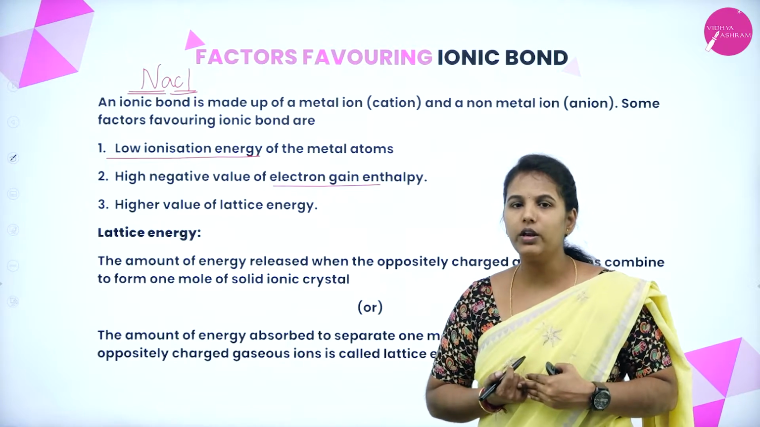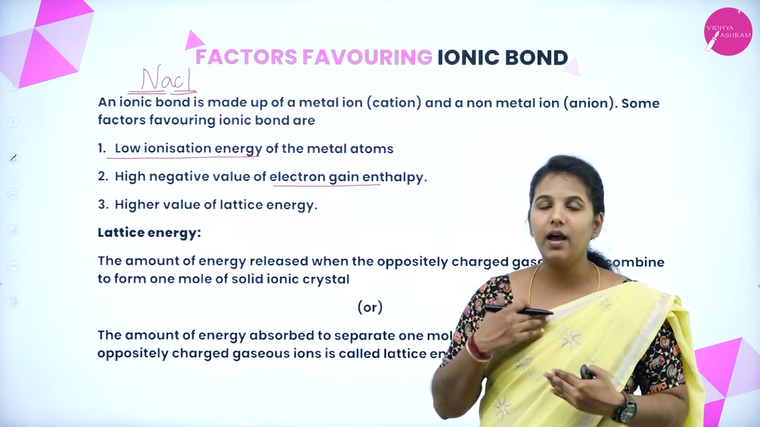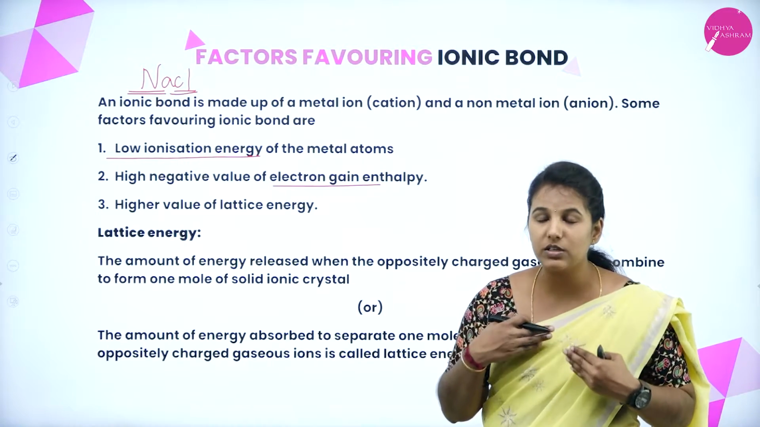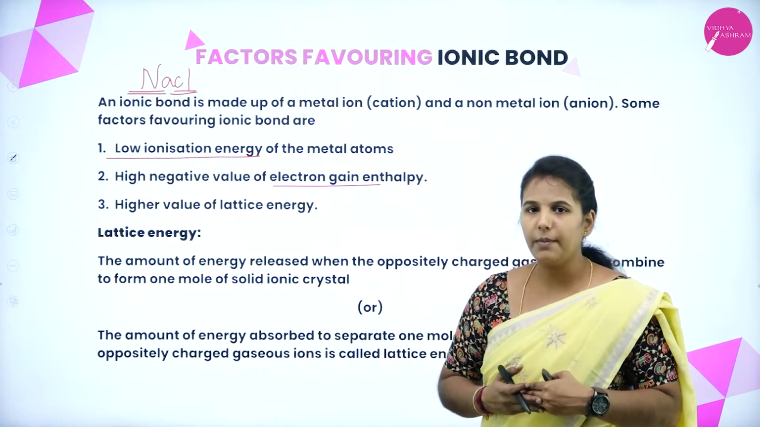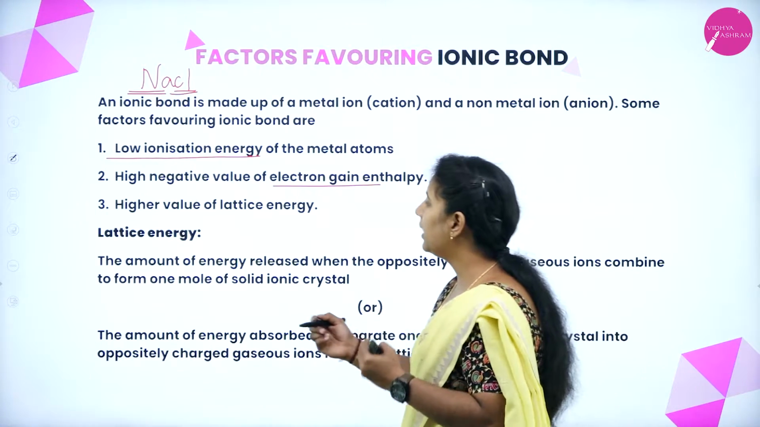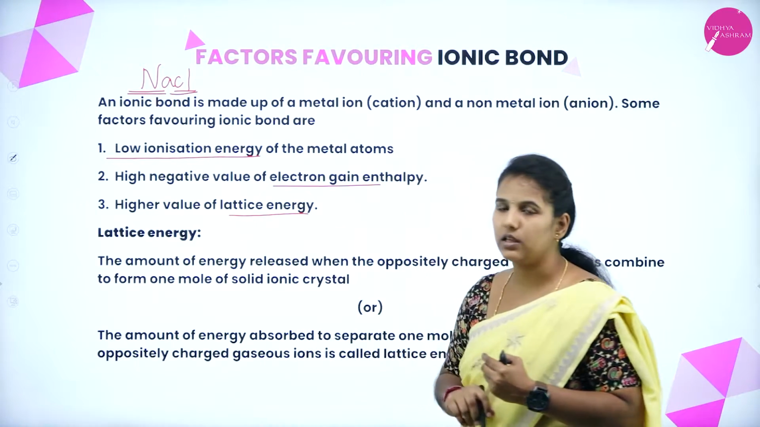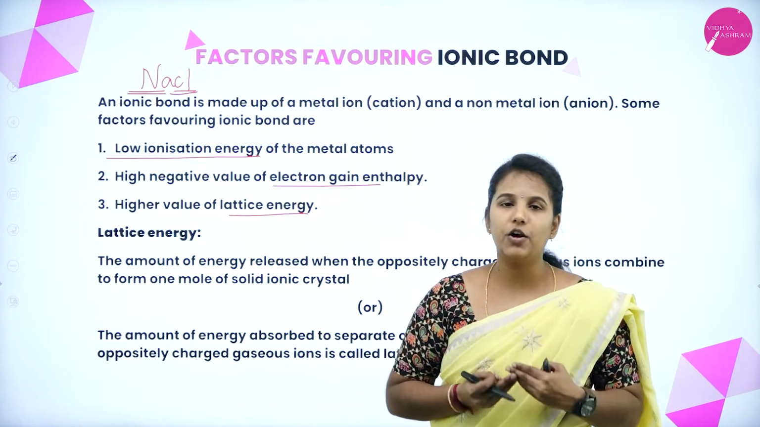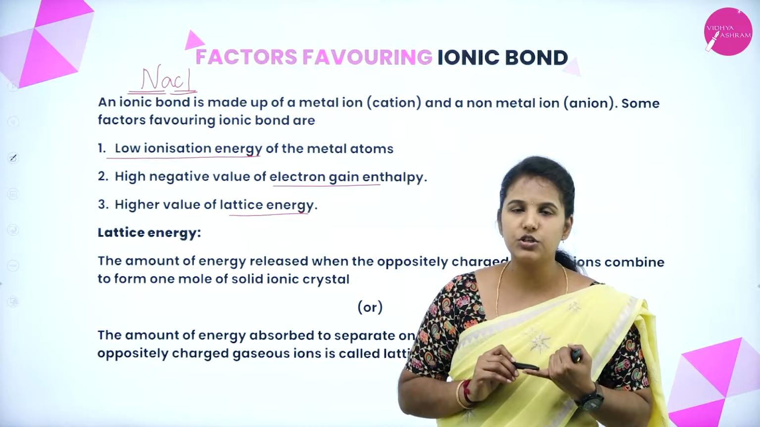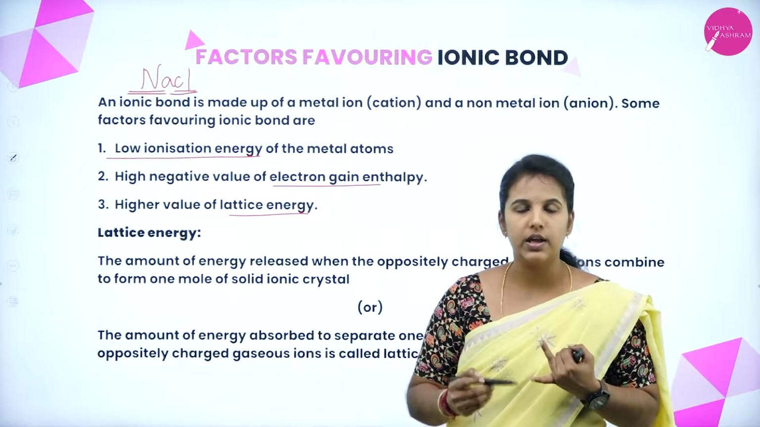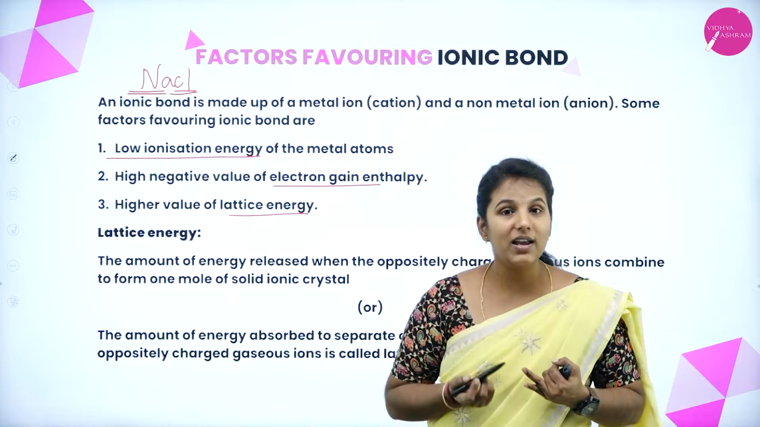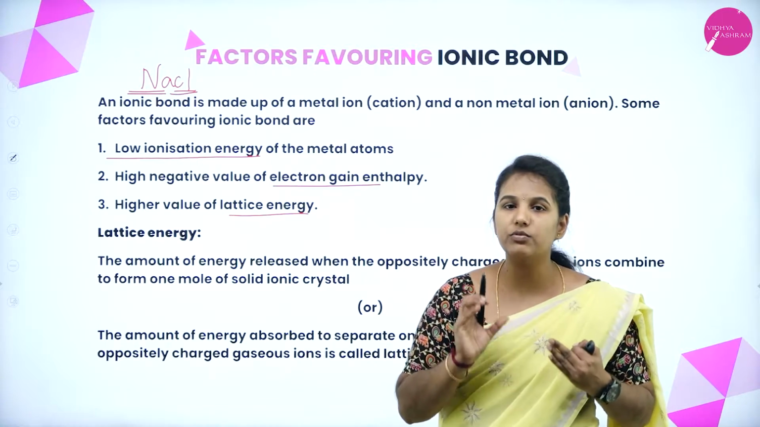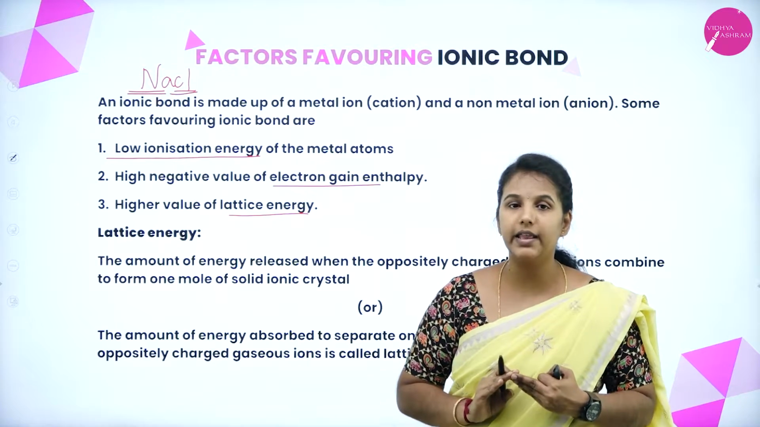So, in chlorine, we can see that a higher amount of electron gain enthalpy will be produced after accepting one electron from the sodium atom, leading to a higher value of lattice energy. So, these are the three conditions which favor the ionic bond. One, the metal should have what? Low ionization energy. And it must have what? Higher lattice energy. And third, it should have a higher negative value of electron gain enthalpy.